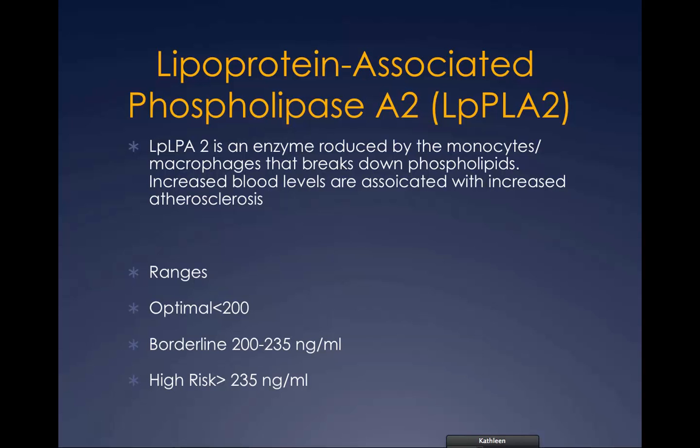Lipoprotein-associated phospholipase A2, or Lp-PLA2. Again, this is on the Boston lab sheet. This is an enzyme produced by the monocytes, macrophages, that break down phospholipids. Increased blood levels are associated with increased atherosclerosis. High risk is those individuals greater than 235. So say if someone had this drawn, they didn't meet the criteria to get a statin, but they had this, and they had other risk factors, you'd start them on a statin.